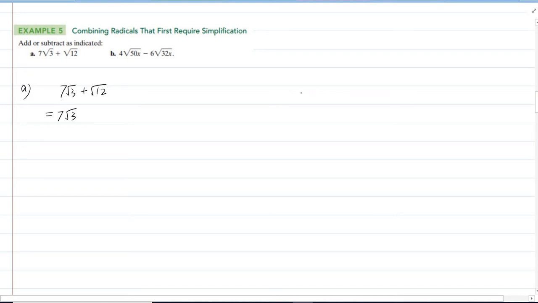So I'm going to simplify this on the right side. Square root of 12, I can rewrite this as square root of 4 multiplied by square root of 3. That'll give you 2 square root of 3. So now I'm going to put it back here. That will be plus 2 square root of 3. So now you have square root of 3, square root of 3. We're just going to add those two. 7 plus 2 gives you 9 square root of 3. That is your final answer for part A.